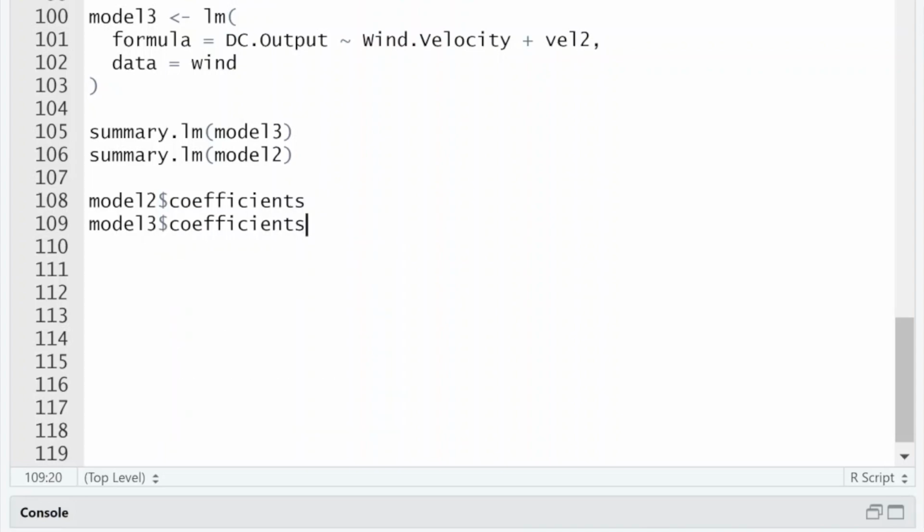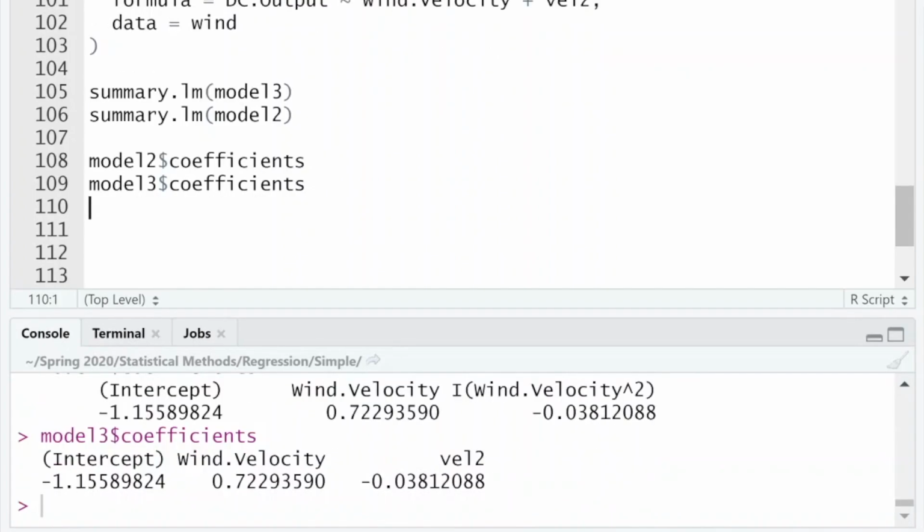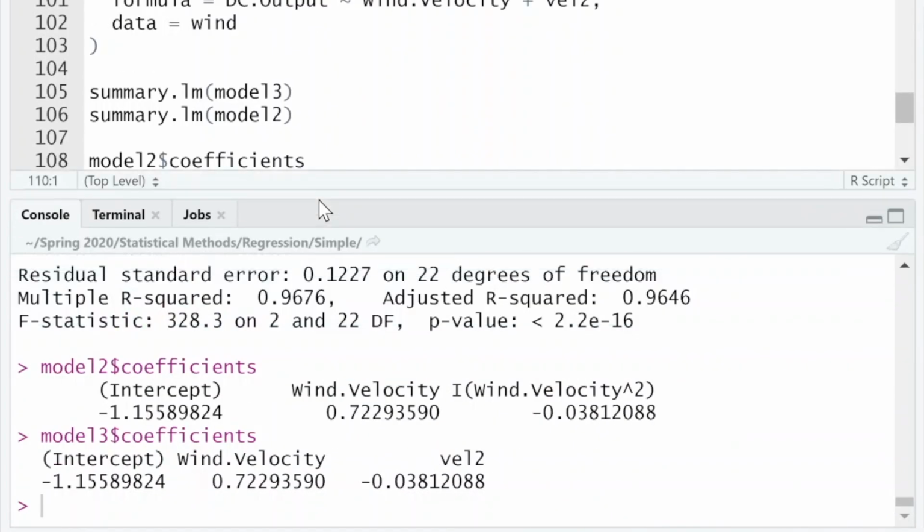okay, so I'm using this $ to look inside this model object that I've made. Anything that has a list or some kind of data frame, you can use this $, and it'll go into the components of it. And if I run both of these, we'll see here that we get the same coefficients. That means that we'll get the same p-values and the same r-squared and the same everything, right? Because we're making the same model, except we've just used this different column now.